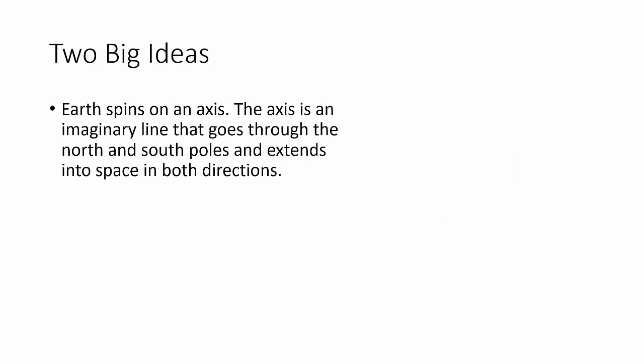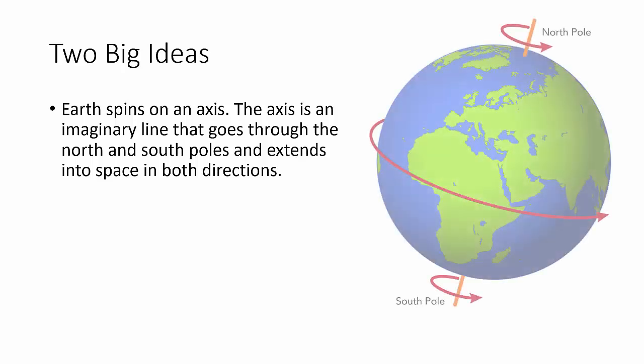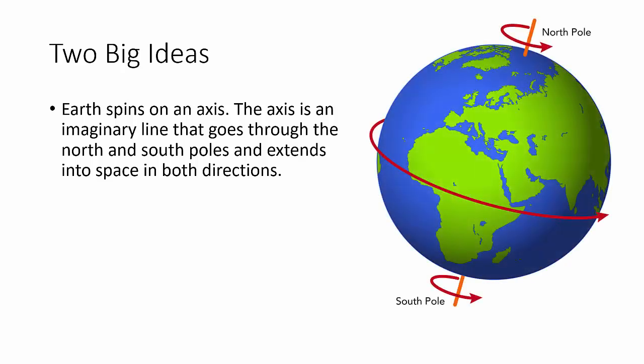One, the Earth spins on an axis. You probably knew this. The axis is an imaginary line that goes through the north and south poles and extends into space in both directions. And you've probably seen pictures like this before. It shows the Earth, a line coming out of the North Pole, that orange line there, and one coming out of the South Pole. Arrows on here indicate the direction that the Earth turns on its axis.